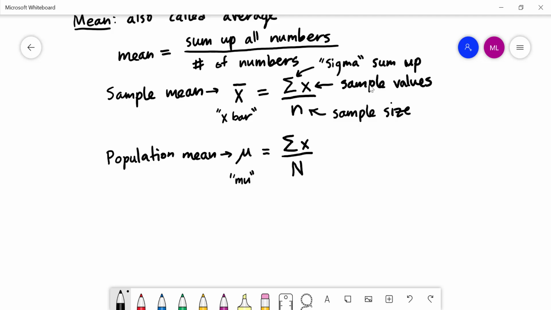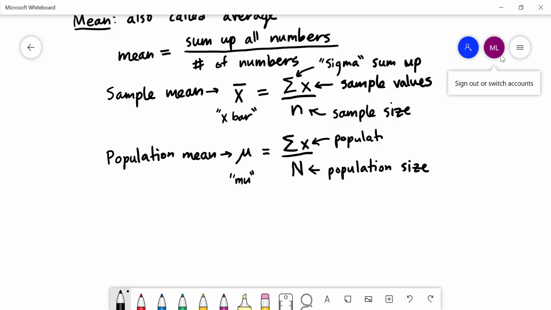And in this case, I'm going to use capital N when we refer to the population size. So this represents the population size. And again, now these x values, instead of representing values from the sample like they did up here, are now the different population values that we're adding up.